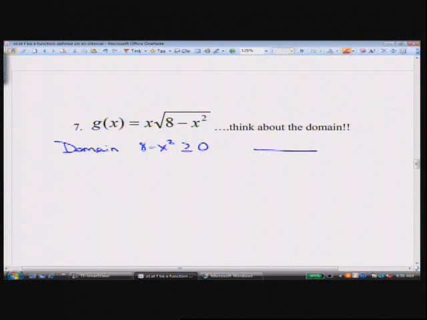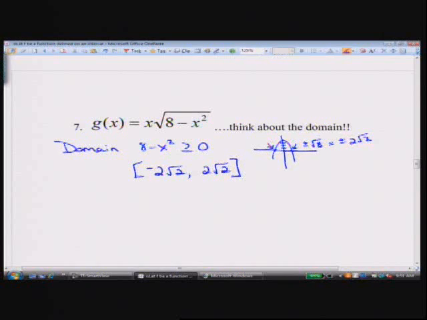This is a parabola flipped and shifted up 8. 1, 2, 3, 4. Let's count by 2s. So it's this, right? And so it is positive between these two critical points, which are plus or minus the square root of 8, or plus or minus 2 square roots of 2. Okay? So the domain of this function is from negative 2 square roots of 2 to positive 2 square roots of 2. So what's exciting about this function is we'll be able to decide whether the critical numbers are absolute or not. Okay? This is going to be a fun derivative, huh?